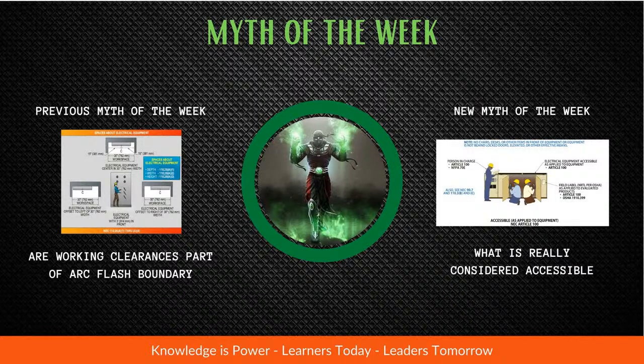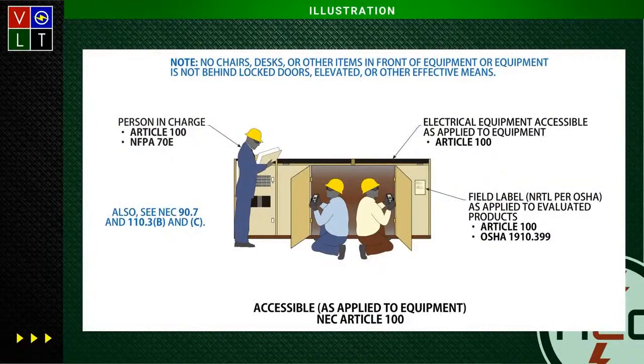So what I decided to do here was put together a setup from the 2020 code. Now, they did make a definite change in Article 100 to accessible as applied to equipment. And when you get in and you start looking at these accessibility rules, there's certain things we want you to look at.